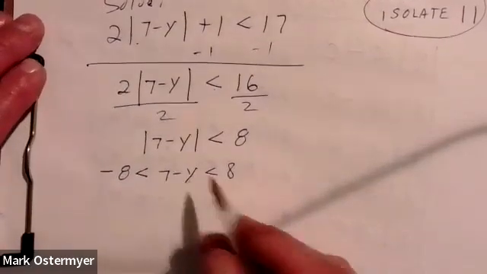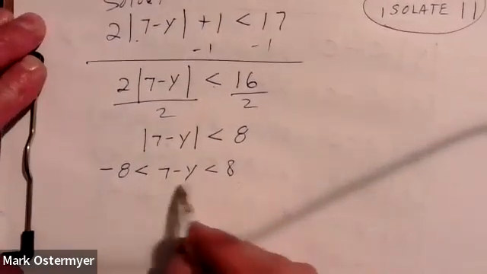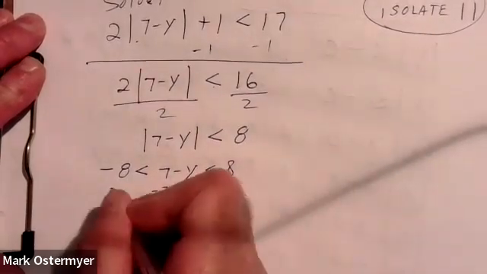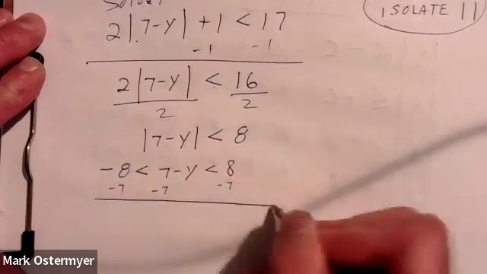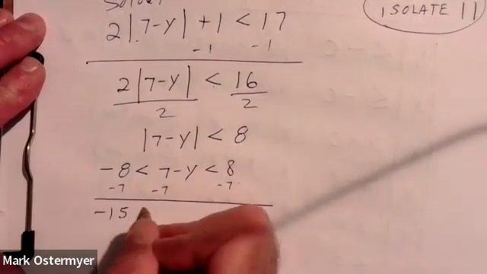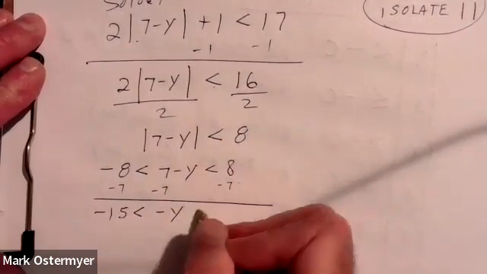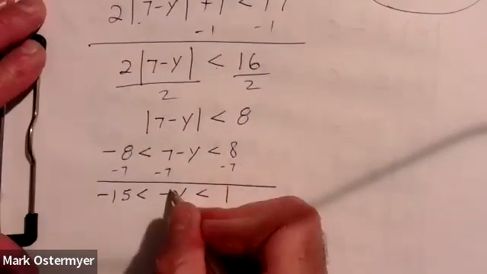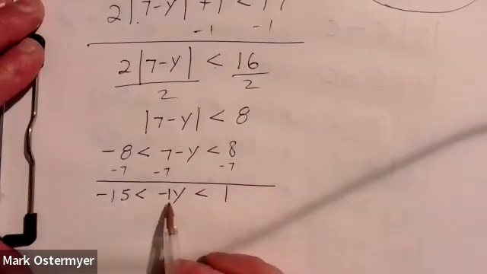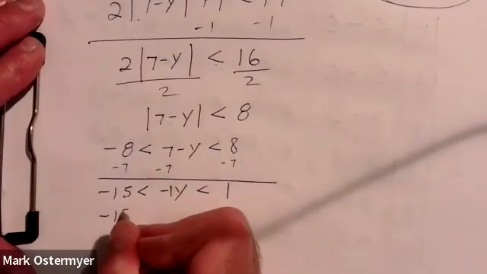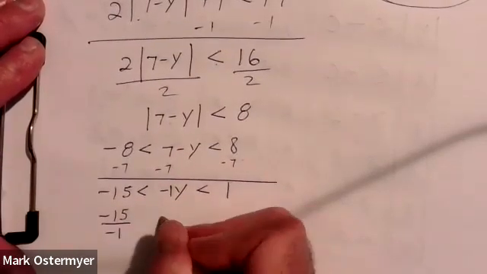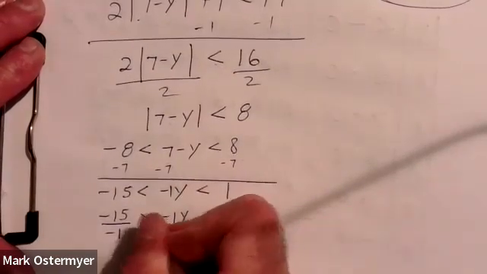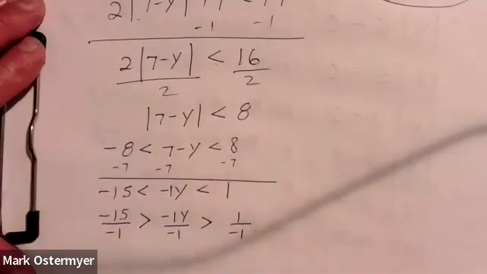Now we've got to solve for y. This is an implied compound and inequality. We've got to get y all by itself in between the inequalities. So I'll subtract 7 from all sides. So I have negative 15 is less than negative y and at the same time less than 1. Finally, I've got to divide all sides by a negative 1. Notice, since I'm dividing all sides by a negative, I must flip the inequality symbols around. Got to flip this symbol around.